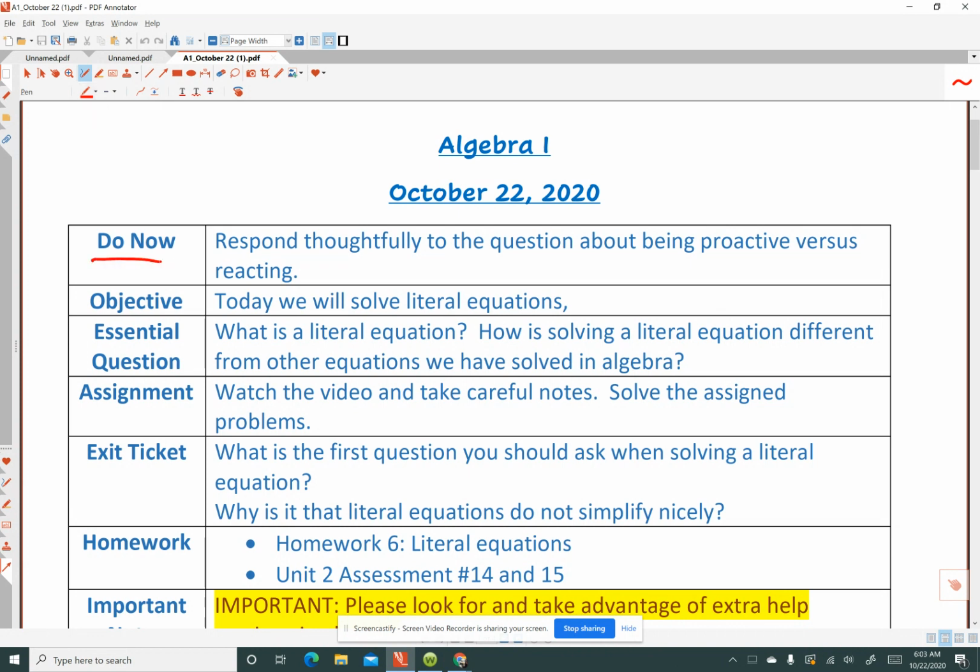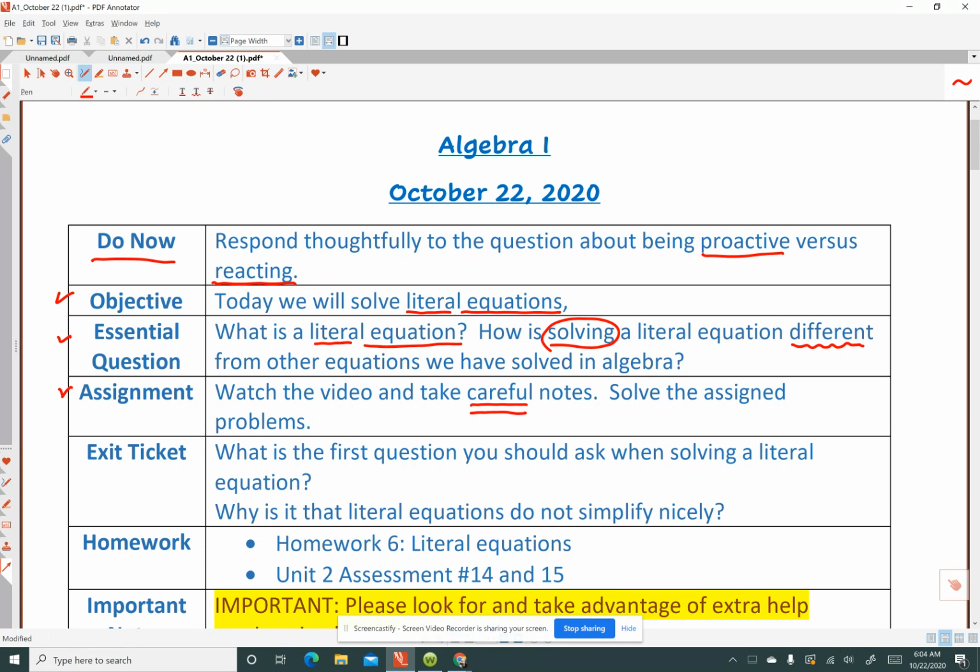Our do now, we will be asked to respond thoughtfully about a question that involves being proactive versus reacting. So you can be reactive or proactive, and we'll ask you to respond to that. Today, our objective is to solve literal equations, and we'll learn what those are. Our essential question: what is a literal equation, and how is solving a literal equation different from other equations we have solved in algebra? We will watch video and take careful notes.